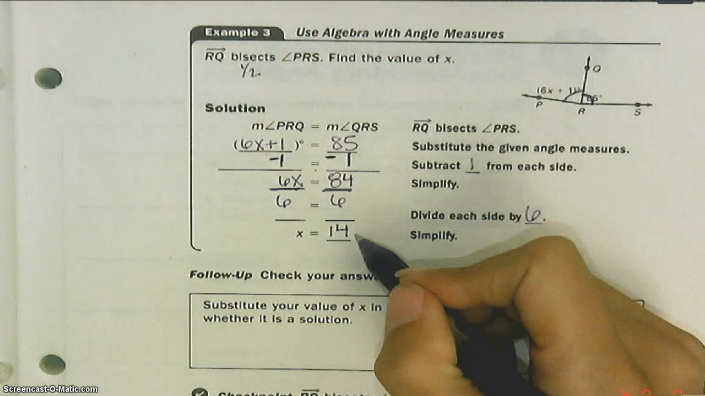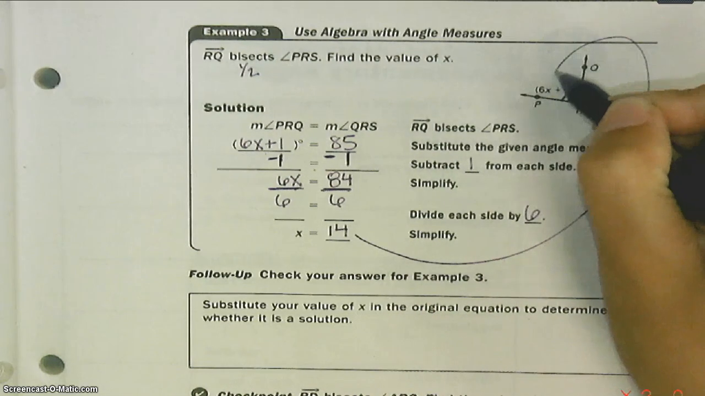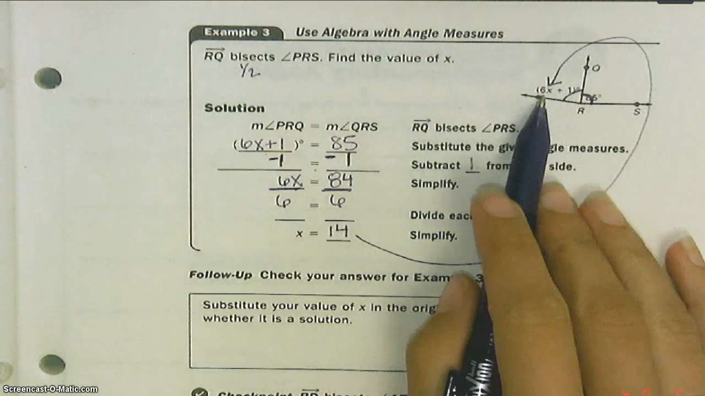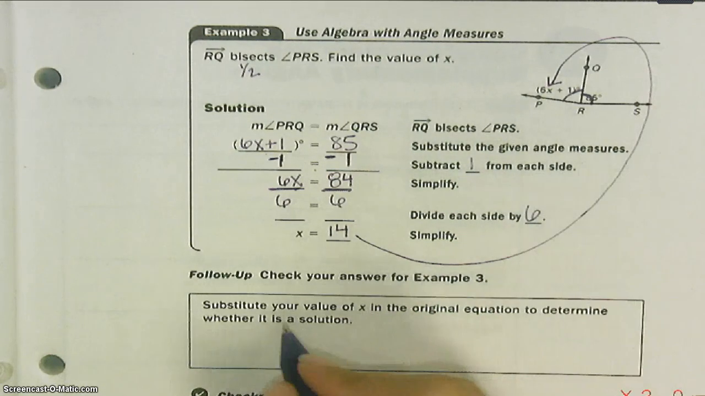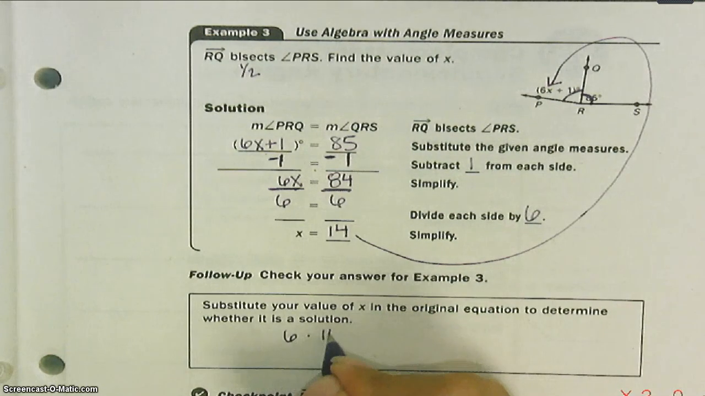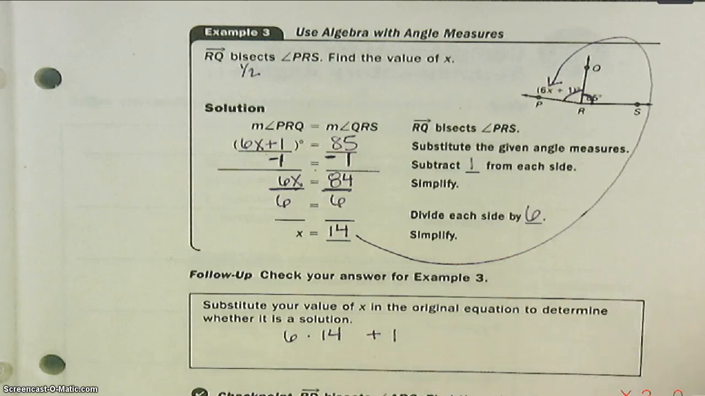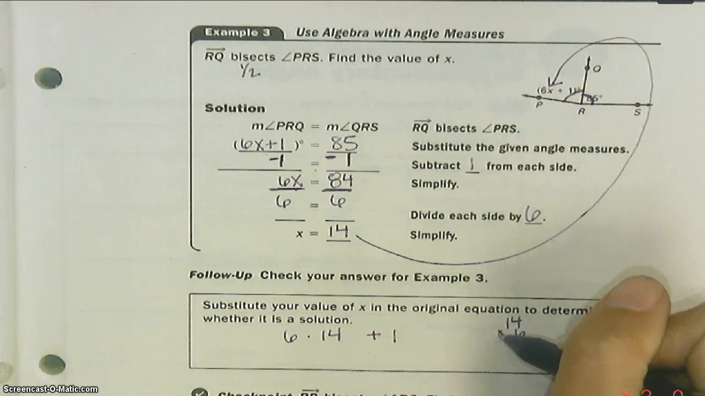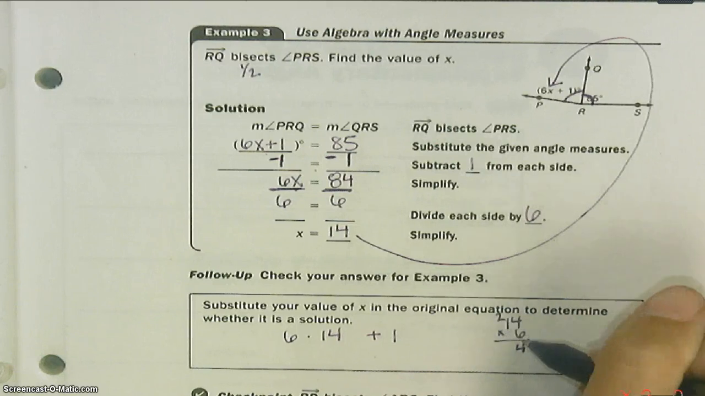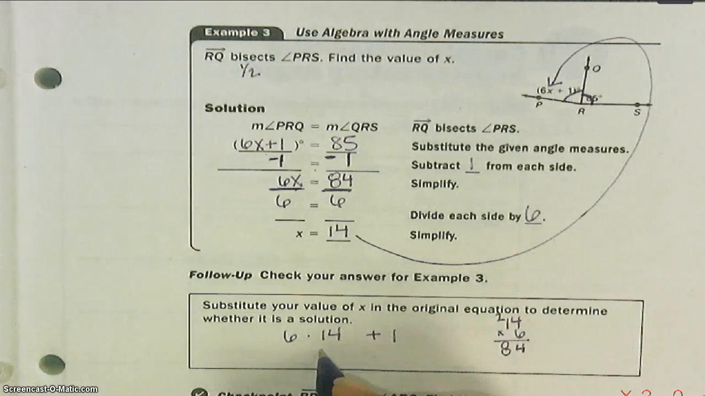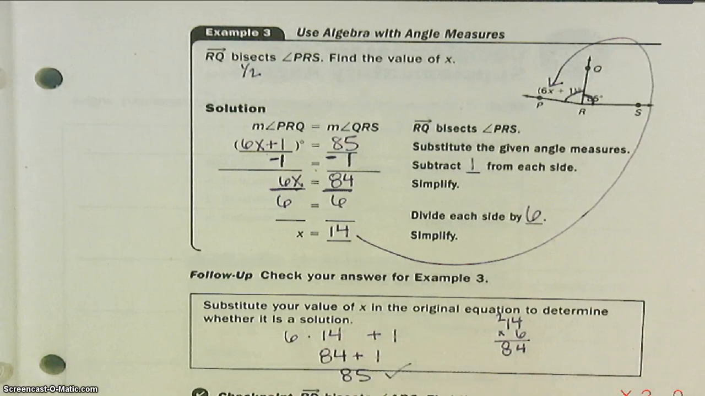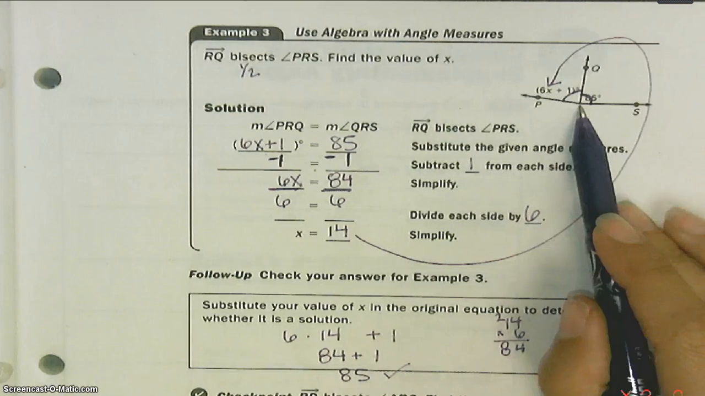For the follow-up, we're going to check our answer. So we're going to plug 14 back in to make sure that that works. To make sure that this half is equal to 85. So 6 times 14 plus 1. All right, well, 14 times 6 is 84. And 84 plus 1 is 85. Perfect. That's what we were looking for. This angle over here is also 85.